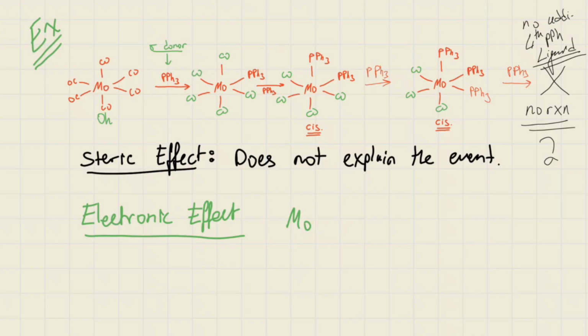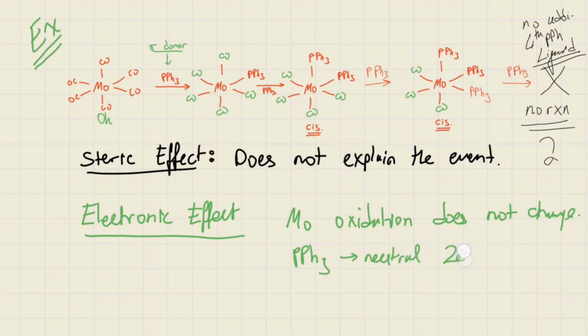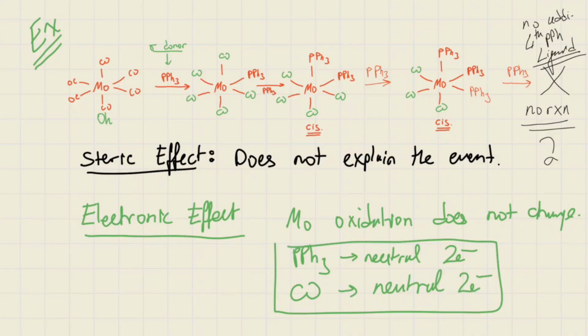But the molybdenum oxidation state does not change. Why? Since the phosphine ligand is neutral and is a 2 electron donor, and the CO ligand is also neutral and is also a 2 electron donor ligand. Therefore, there is no oxidation state change on the metal center. But what is going on here? And I want to number them. For instance, if this is the fourth one, this is the third product, this is the second product, and this is just the beginning.